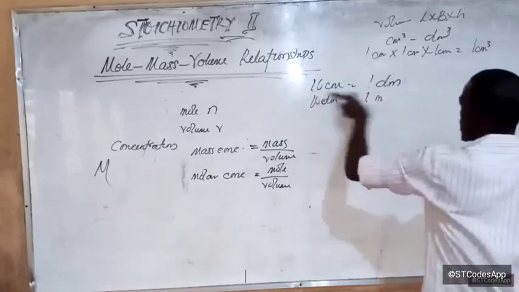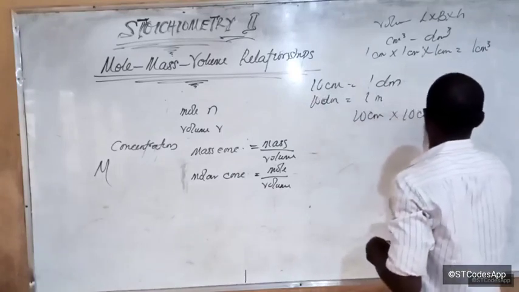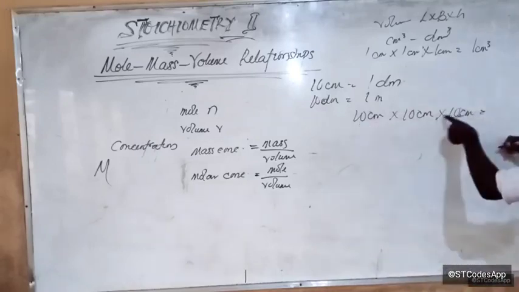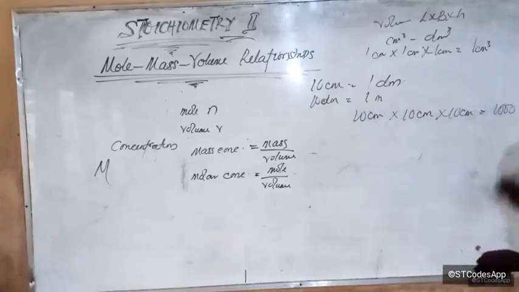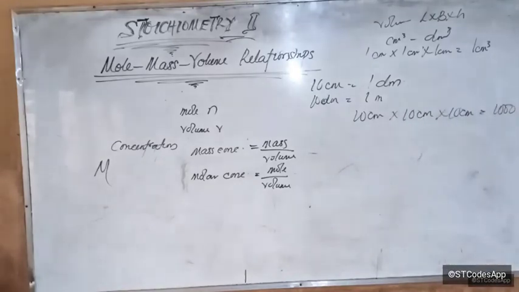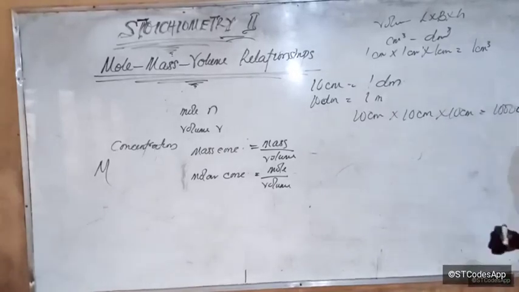Good. So from here, we can also say that 10 centimeter times 10 centimeter times 10 centimeter is equal to what? 10 times 10 times 10 is 1,000, isn't it? And cm times cm times cm is cm cube. So that is 1,000 cm cube.